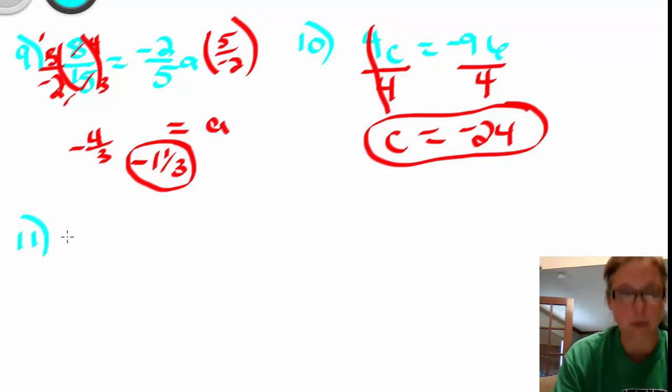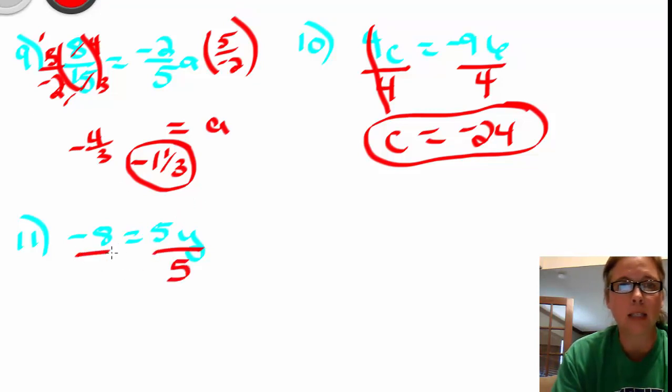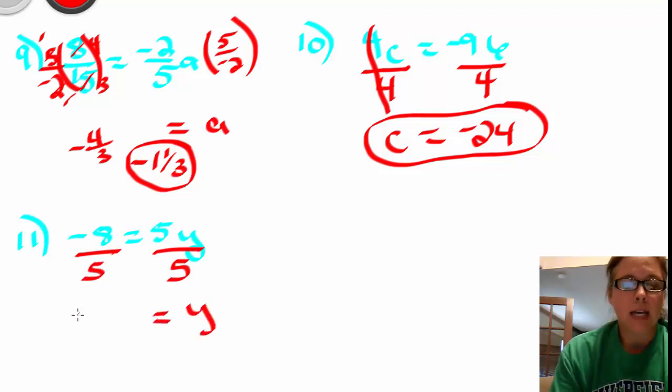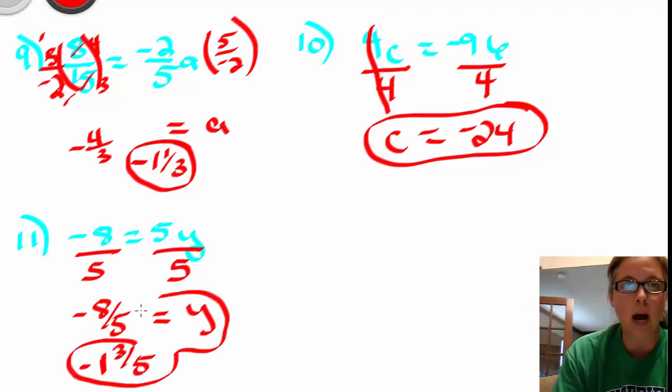Okay. This is the last example. Negative 8 equals 5y. Okay, so again, just because it's on the other side, it doesn't matter. It's being multiplied together, so we do the opposite. Negative 5. So y equals negative 8/5, which is the same as 5 goes into 8 once, with 3 left over. Negative 1 3/5 is equal to y.